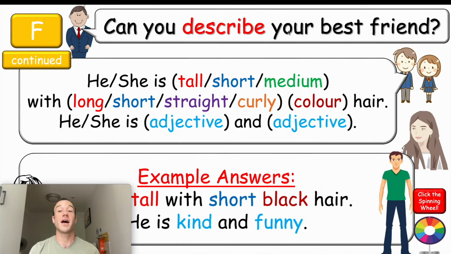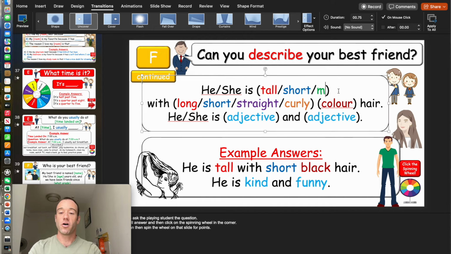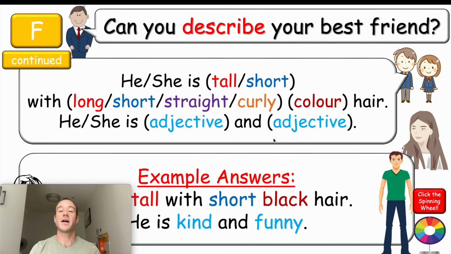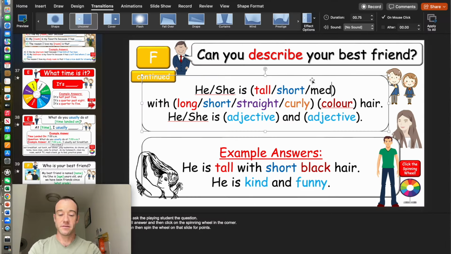Then go here. Can you describe your best friend? Okay, so he, she is tall, short, medium. I have to get rid of this medium. It should just be tall or short. I don't know why. He is tall or short. That's better. Actually, I could put medium height. Yeah, we can do that. Let's do medium height. I don't know why I had that the other way.